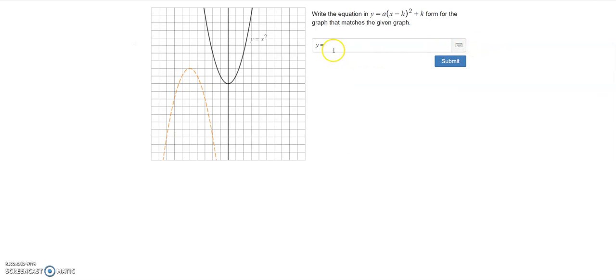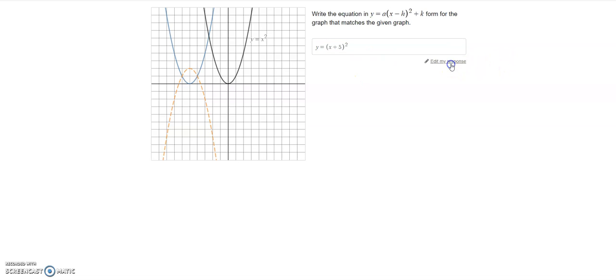Let's see where we are now. Looks like we got one more. Oh no, they added a little something here. So not only did it move 1, 2, 3, 4, 5 to the left, 2 up, it also flipped. So I'm going to do one thing at a time. Let's look at moving it 1, 2, 3, 4, 5 to the left. So that means definitely x + 5. And let's raise it to the second power.